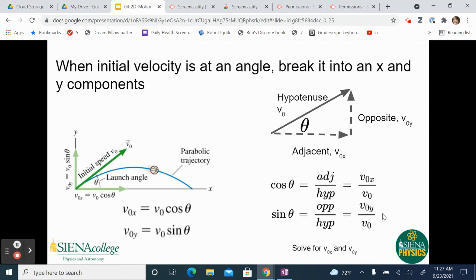And the way we do that is we just multiply both sides of the equation by V sub 0 to get V sub 0 y and V sub 0 x alone. And we end up with V sub 0 x is equal to V sub 0 cosine theta, and V sub 0 y is V sub 0 sine theta. And so I'd work through that a few times just so you're comfortable making sure you can get the components of the velocity, because you're going to use those components, the V sub 0 x for the x kinematic equations, and V sub 0 y for the y kinematic equations.